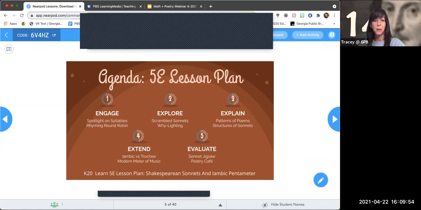Hard to say that five times fast. If you're working on pentameters, haha. So there are five sections here, got lots of fives going on, five E's, pentameters.